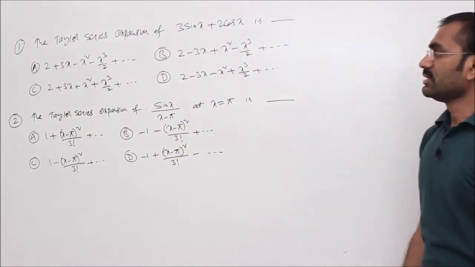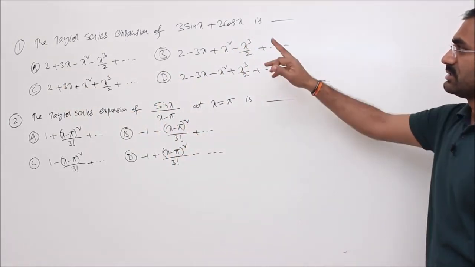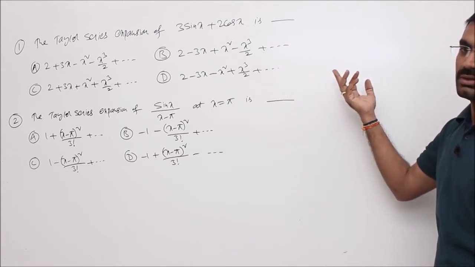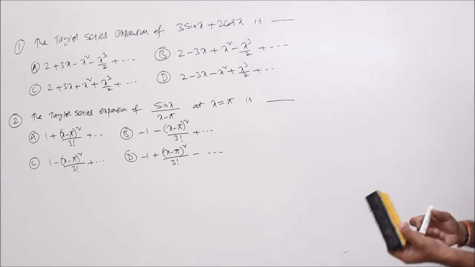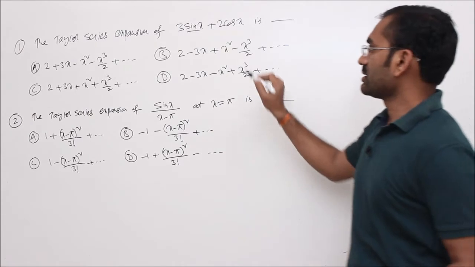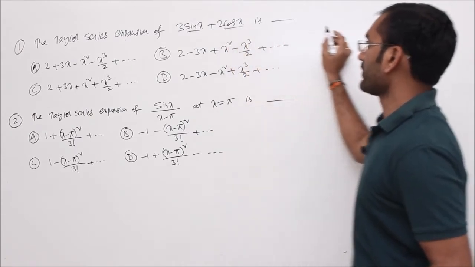In terms of x means you have to expand the Taylor series in powers of x, that is, about the point x is equal to 0. So what is the Taylor series expansion of sin x in powers of x, and of cos x in powers of x?